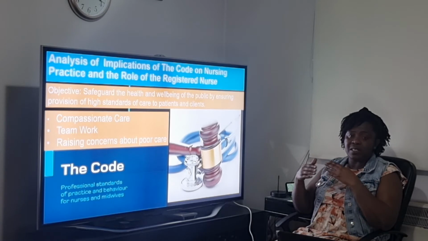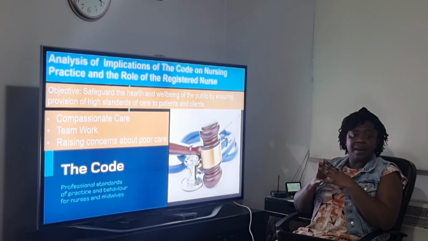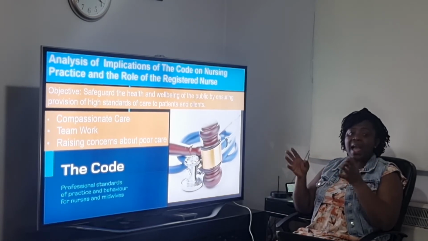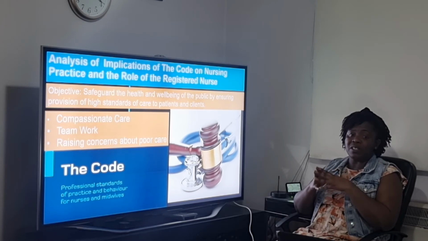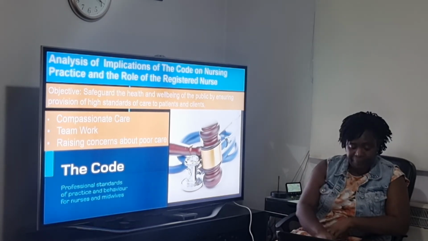Action is taken if registered nurses fail to uphold the code. This can be disciplinary action by the regulatory body, which includes striking off, where a registered name is removed from the register and the nurse is not allowed to work in the UK, or prosecution.